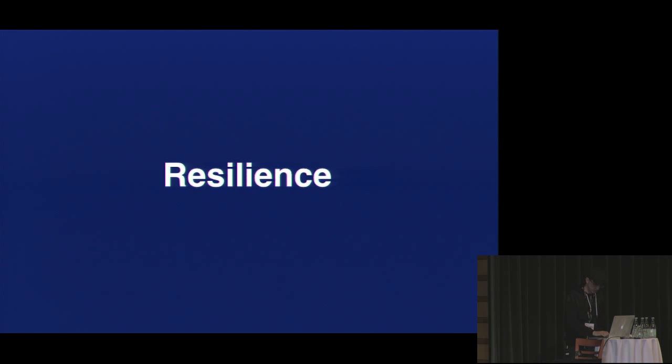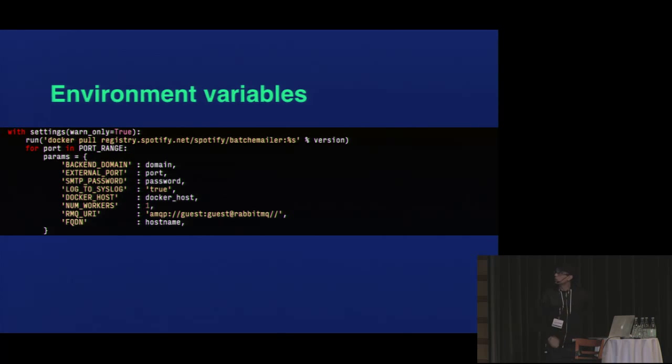Yeah, I think we can actually move on to some of the code. I don't know if you can really see it that well. So this is from a Fabric script. So first, we just pull the image. So this will make sure we have the version available.